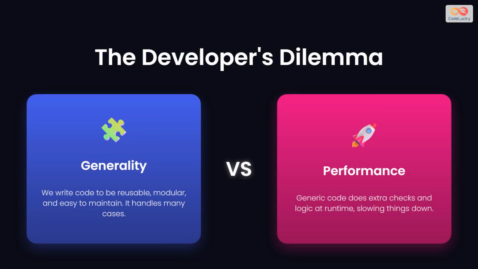As software developers, we face a constant trade-off. We want to write generic code because it is reusable and easier to maintain. However, generic code often performs poorly because it has to constantly check conditions and handle edge cases at runtime. We want the best of both worlds, the abstraction of generic code and the raw speed of specialized code.